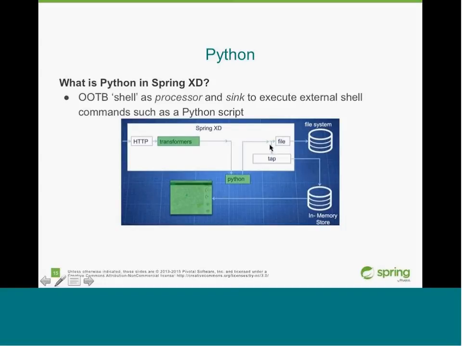Or, as we saw in the earlier demonstration, you can tap that, fork that data, and then that computation can be written to an in-memory store like Redis or Gemfire. And the rest sitting on top can feed a dashboard. So this is a quick walkthrough on how, for Python, we have an out-of-the-box processor and a sink that allows you to integrate or natively call Python and do some computation.